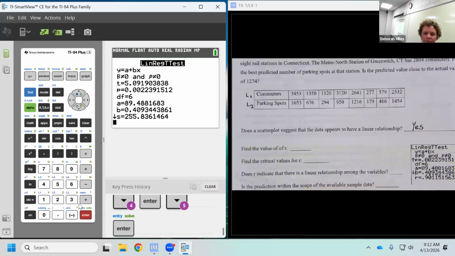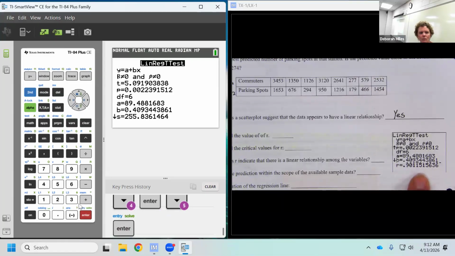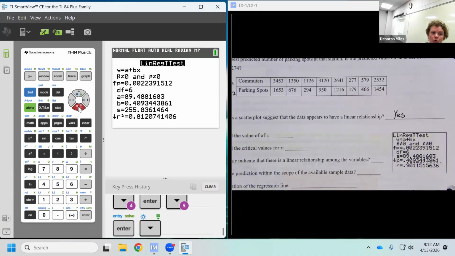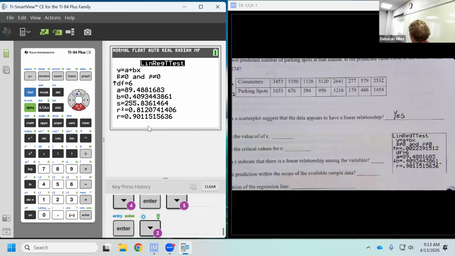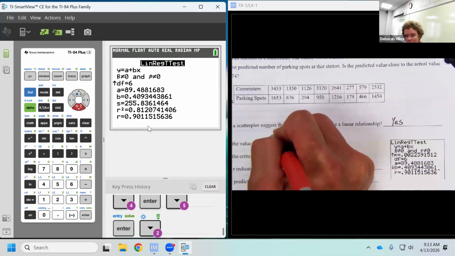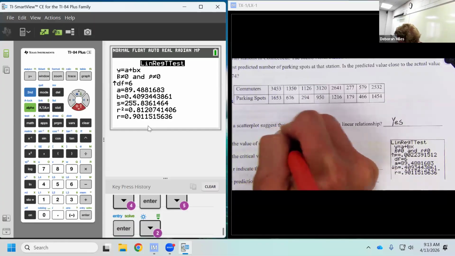And I think I have the screenshot of that in your notes as well. Now, I don't see my R value on this first screen, but if I scroll down once, I see R squared, and then again, I see R. R is about 0.901. So my value of R is 0.901.